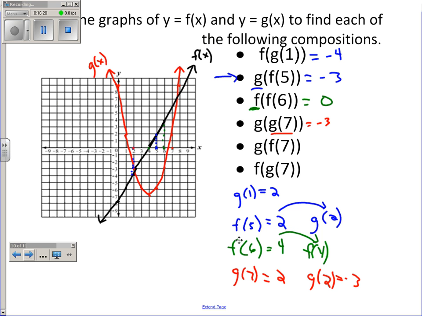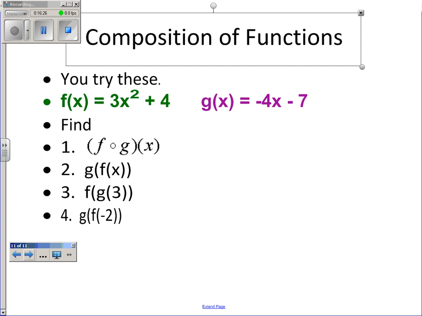I'd like for you to try the last two. And here's some problems for you to try.